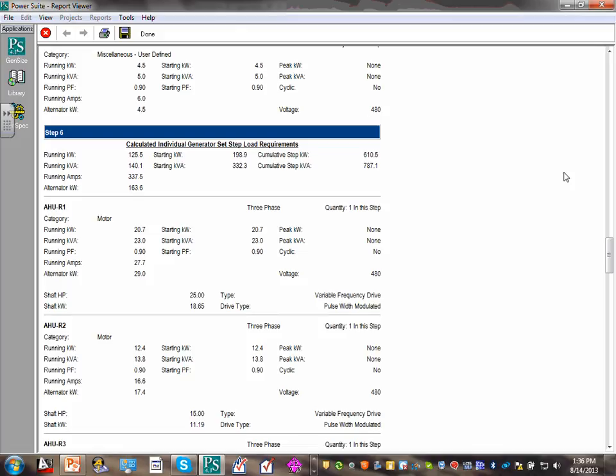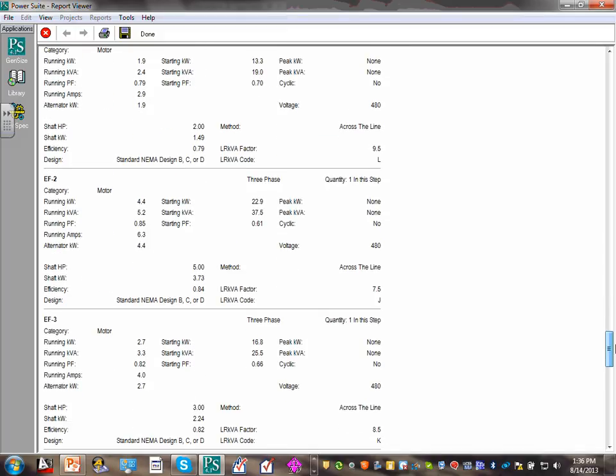So when you get into it, you get into all the loads and the type of loads. If you see a motor, an exhaust fan, look at this one. They have an exhaust fan here. Exhaust fan 2: running load is 4.4, and starting load is 22.9.